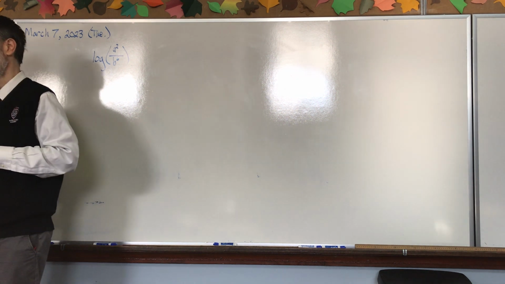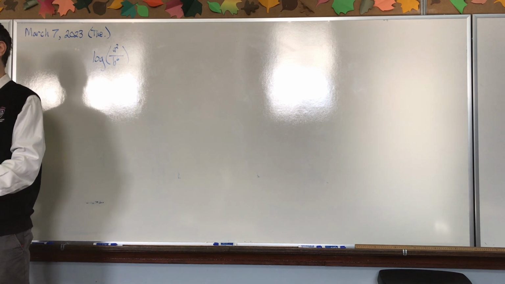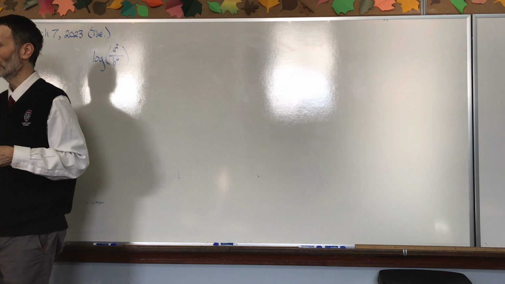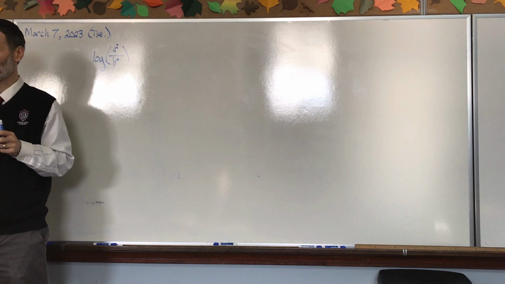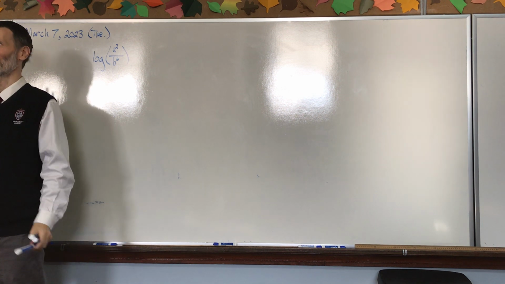Number 10, log of x, y, z squared. Inside the parentheses I put x times y times z squared. That's fine. Number 11, I'll accept it a few different correct ways. You could have log of radical x, times radical y, times radical z.